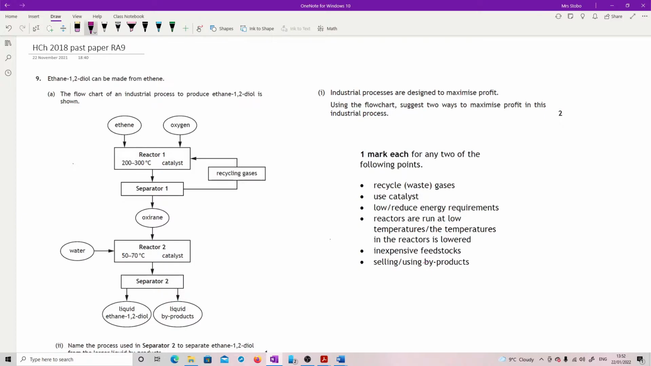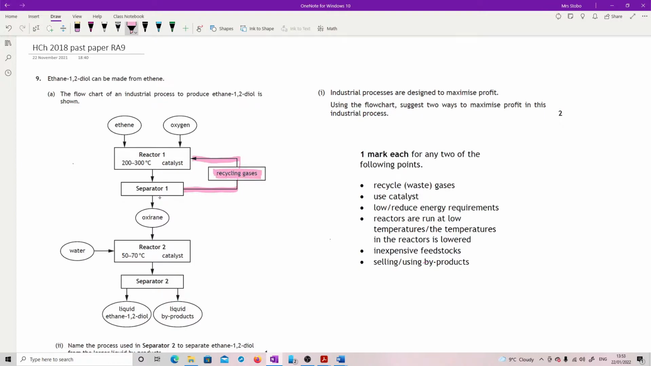I have just lifted in the mark scheme for this one because it's not asking you to give a new way. It's asking you to recognize what's here. So that kind of threw me, to be honest. So that's why I brought in the mark scheme for that one.